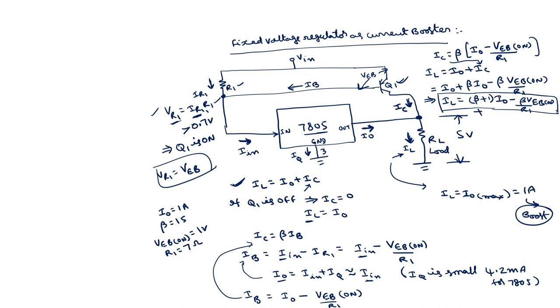Then what will be IL from this? IL is equal to beta plus 1 into I naught, which is 16 into 1, minus 15 into VEB on, which is 1 volt, divided by 7. This is equal to 16 minus approximately 2.2, which is equal to 13.8 amperes. You see how large this value is? The maximum of 1 amp is provided by this 7805. If I use this external circuitry, I can increase this current to a value of 13.8 amperes. This is called current boosting. So we can use this fixed voltage regulator as a current booster.